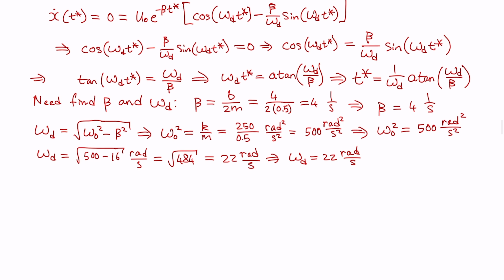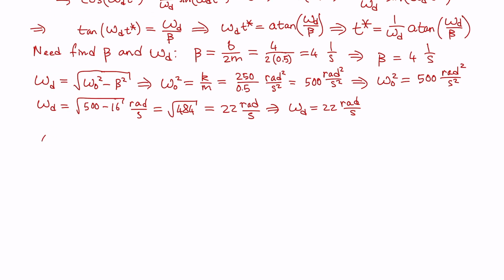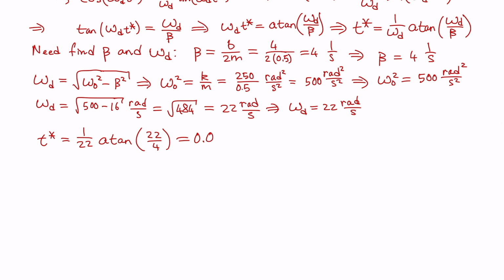So now we can plug this back into t star. We're going to find that t star here is equal to 1 divided by 22. Let me rewrite that: 1 times the arctangent of 22 divided by 4. And we'll go ahead and compute this. This then results in a time of 0.0632 seconds. So t star is equal to 0.0632 seconds.